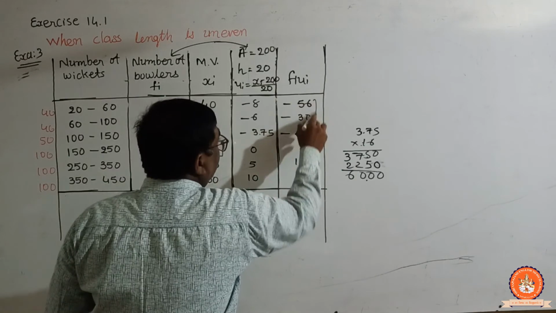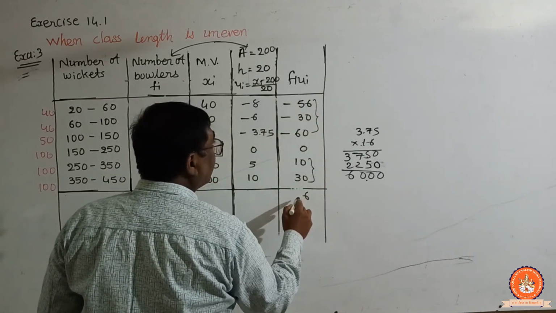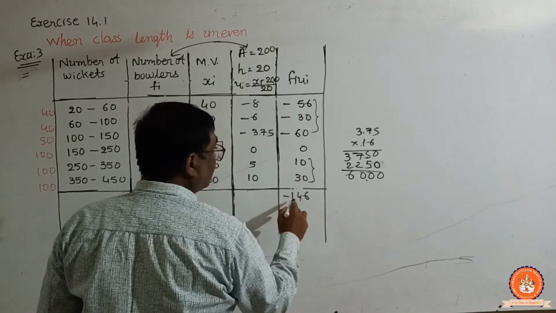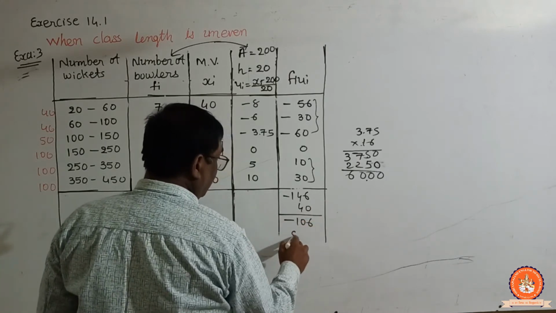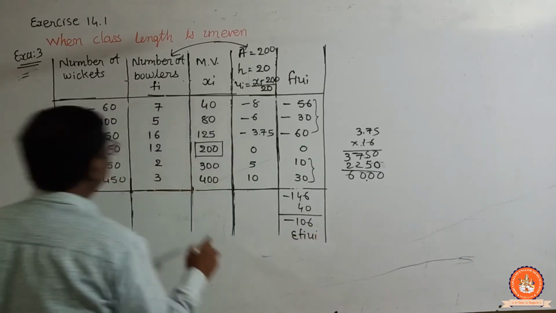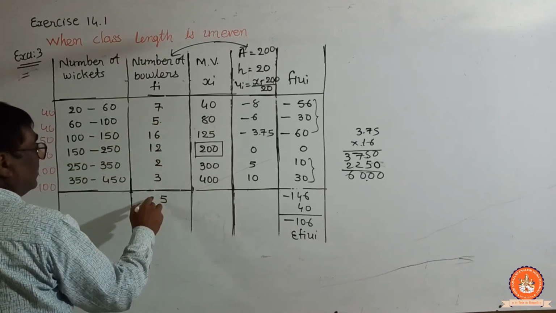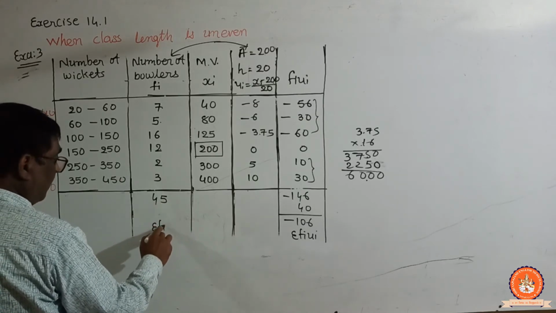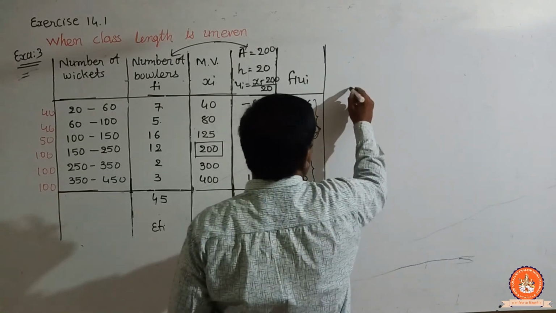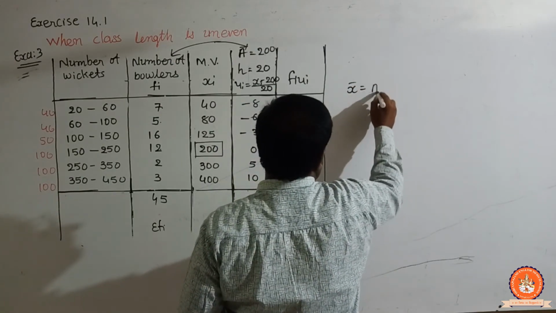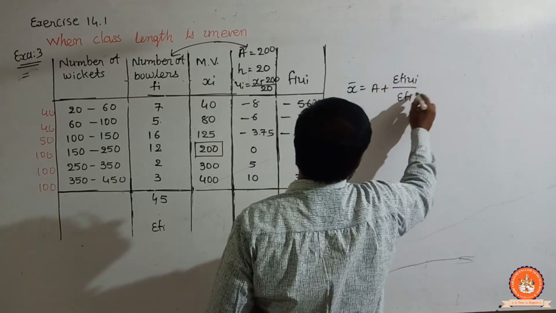Okay. This is negative, this is positive. The addition of the negatives will be 56 plus 30 is 86, plus 60 is 146, minus 146. This will be 40. So this will be minus 106. That is sigma fi ui. And that is 45, sigma fi. Now mean is a plus sigma fi ui upon sigma fi into h.